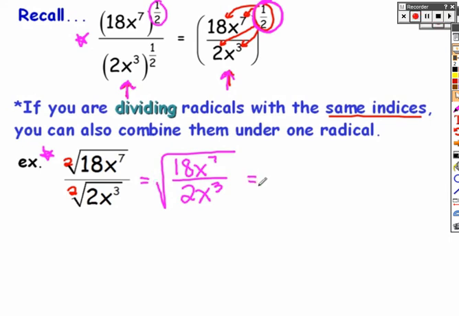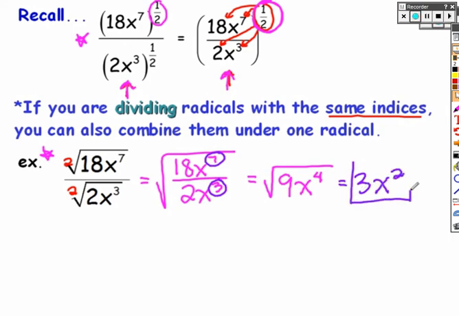Why is that helpful? Well, now 18 divided by 2 is 9. X to the 7th divided by x cubed would be x to the 4th. So 3 x's in the denominator cancel with 3 in the numerator. Then I could break this apart. The square root of 9 is just 3, and the square root of x to the 4th is x squared. Final answer.